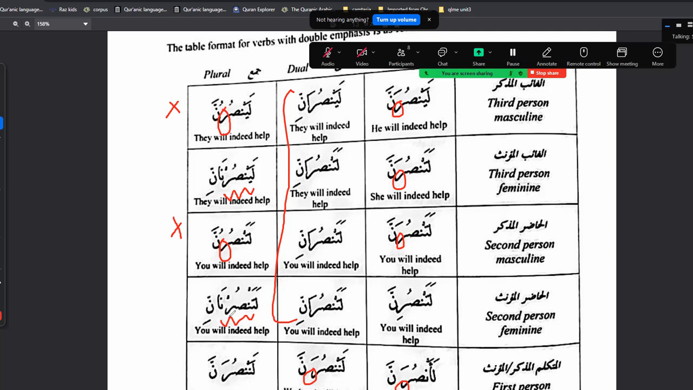The letter preceding the noon shadda carries a kasra for the second person feminine singular only. La tansurinna. Only this one will have a kasra. La tansurinna. This is having a kasra here. The rest of them have either a fatha or dhamma. Take the morphology of these.